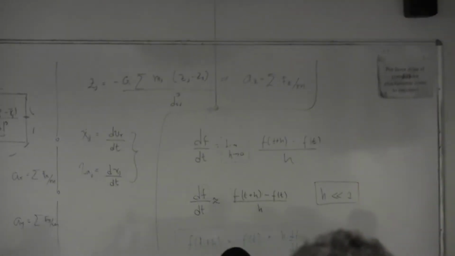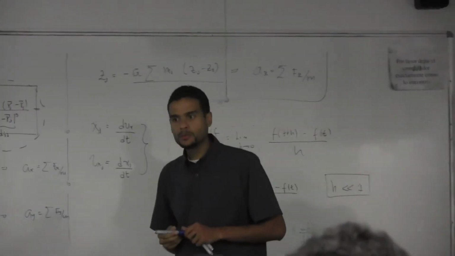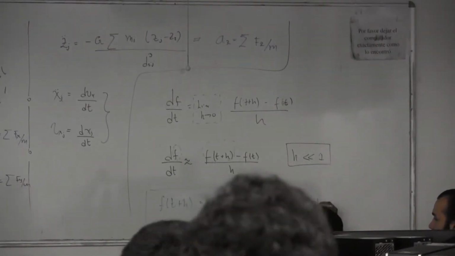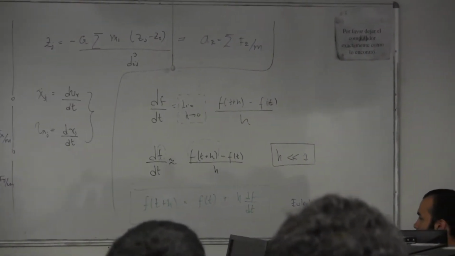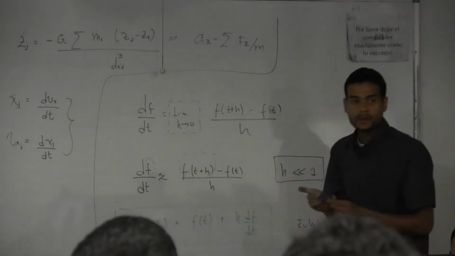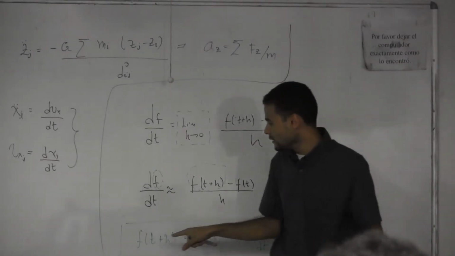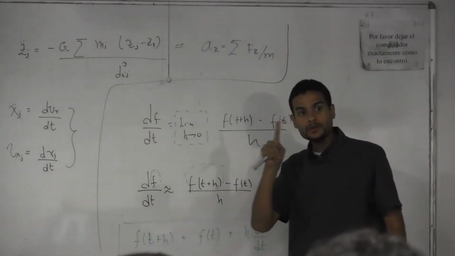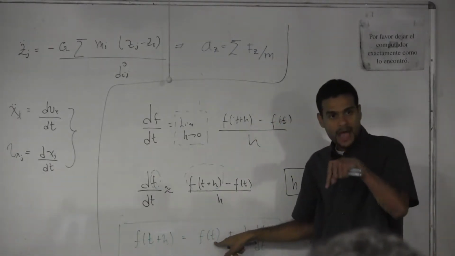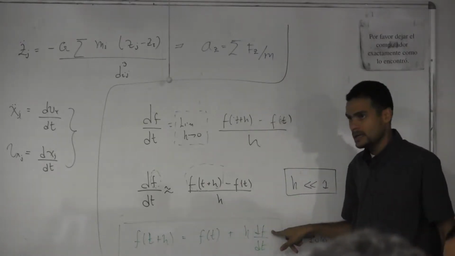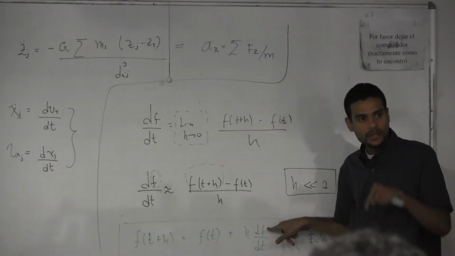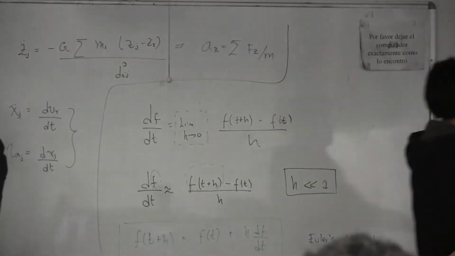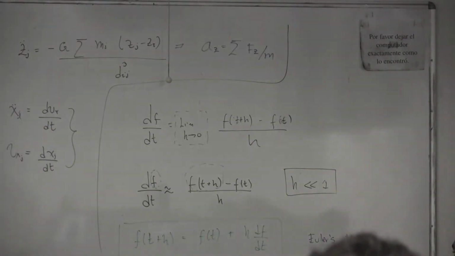And this equation, which is basically a numerical method called the Euler method, tells you which is going to be the value of this function f a small time step in the future if you tell me the value of the function now and the value of the derivative of that function now. Yeah? I can try to write it here.